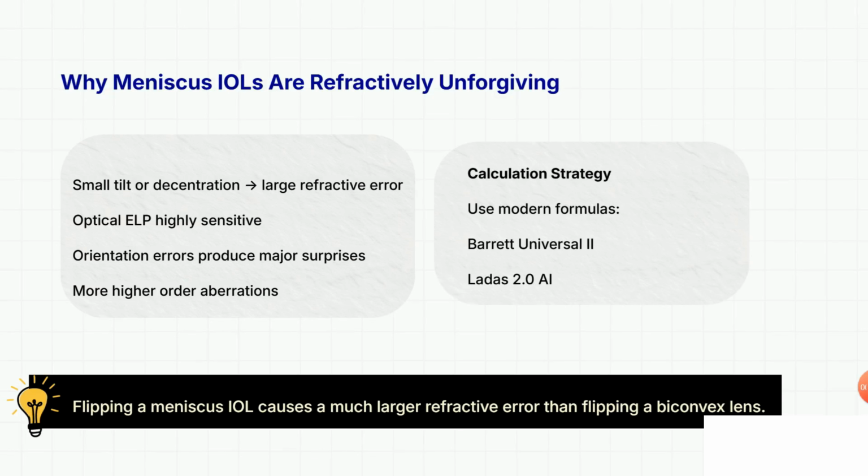Both the meniscus lenses require meticulous surgical techniques and careful planning with advanced IOL calculation formulas such as the Barrett Universal 2 or AI-based calculators, which can account for these extreme geometries.